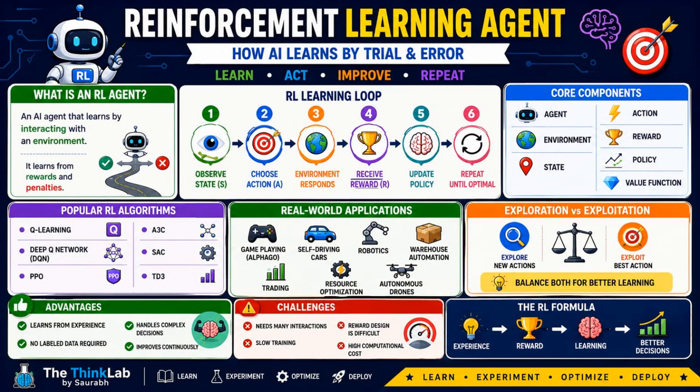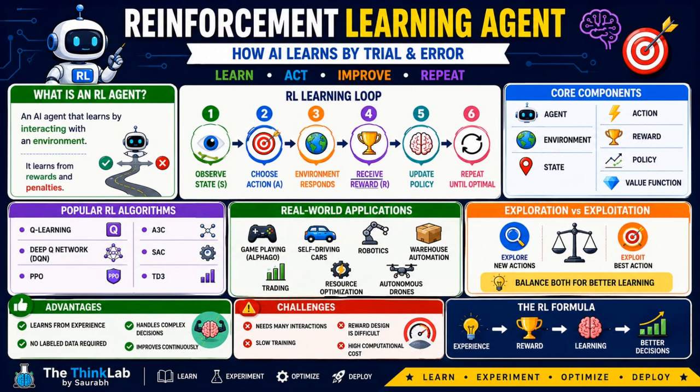Now we are talking about the advantages of reinforcement learning. There are many advantages. It learns through experience, right? This is the first one. The second is that it does not require a labeled data set. It can solve complex sequential decision problems, right? Another is that it continuously improves with more interactions, and it adapts to changing environments. So these are the advantages of reinforcement learning.